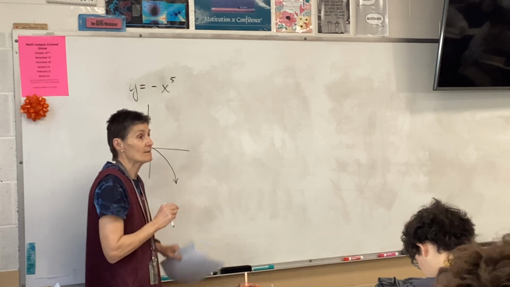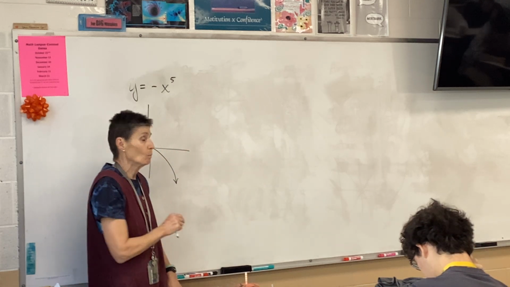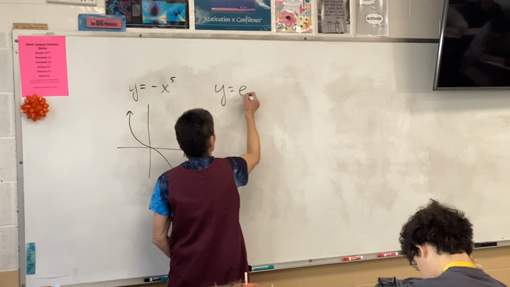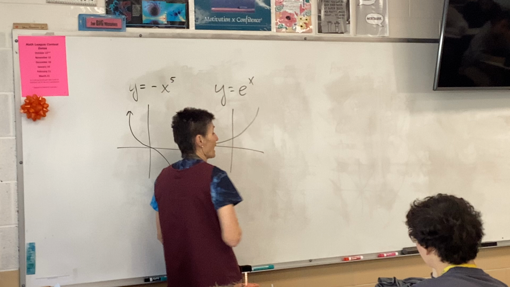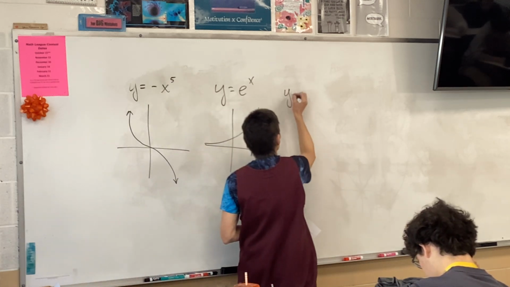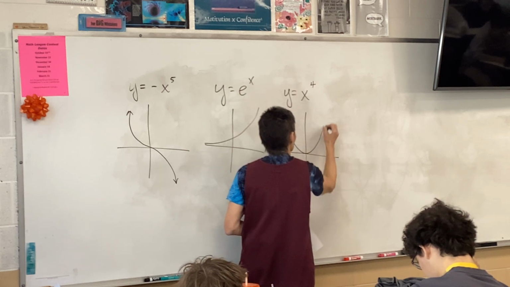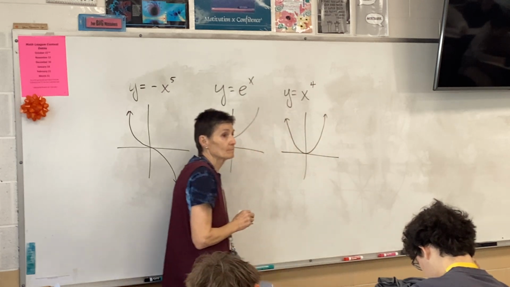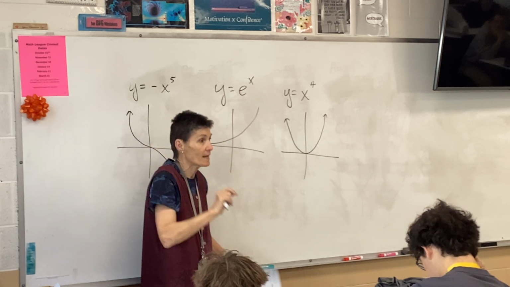What does e to the x look like? Now that one is exponential. Yep, that looks like that. That's e to the x. What does x to the 4th look like? Parabola. X to the 4th, x to the 6th, x to the 8th.